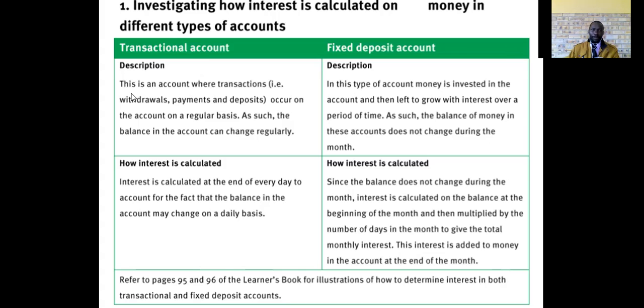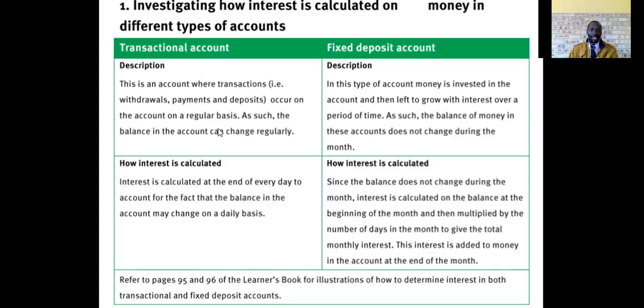In a precise way, this is an account where transactions occur on a fairly regular basis. Basically every day, you need some airtime, you buy from the account. You want to transfer money, you use that account. You want to pay rent, you use that account. You swipe to buy something. That's why we say this is the account where transactions occur. By transactions we mean withdrawals, payments, deposits and so on.